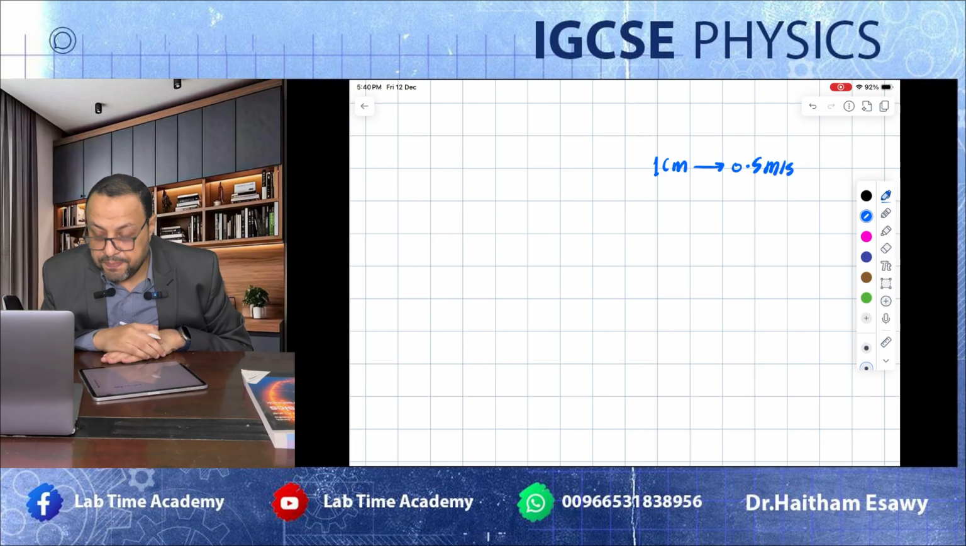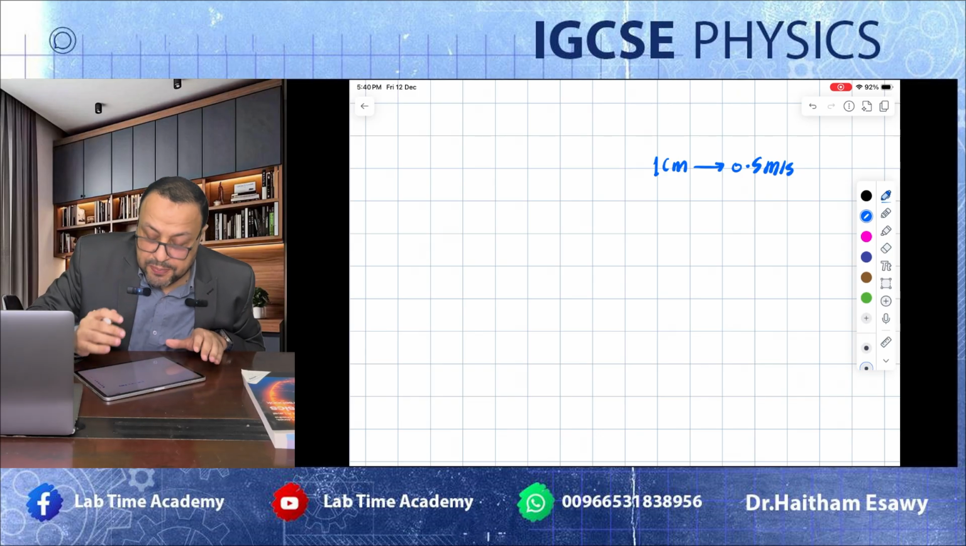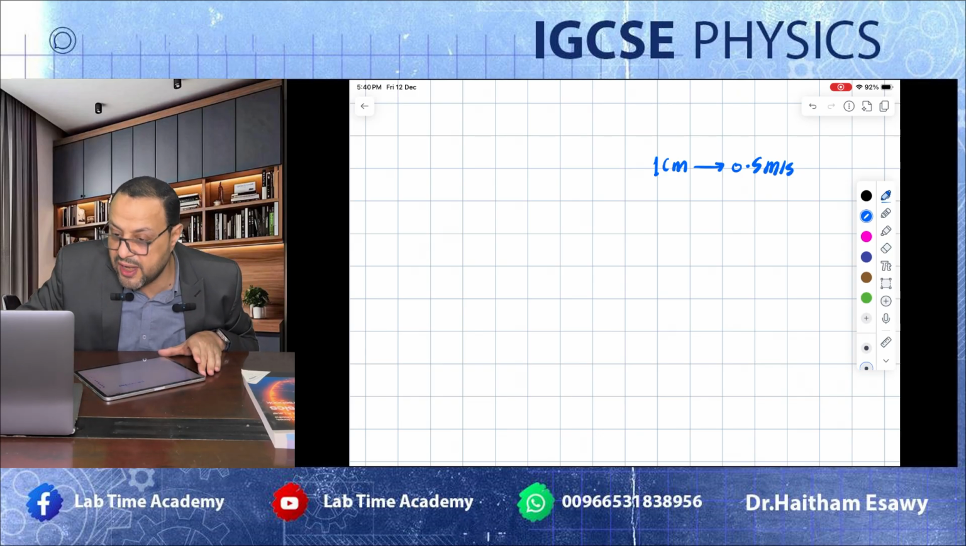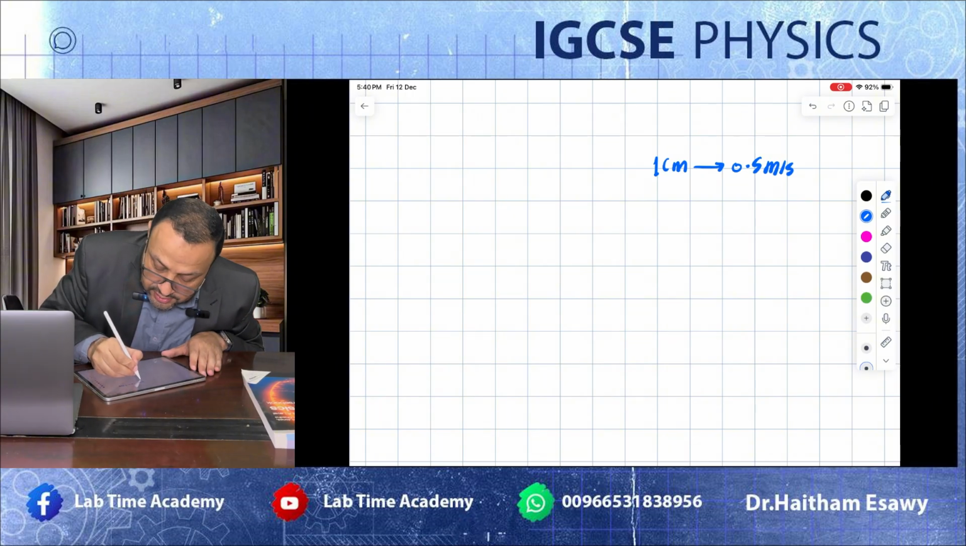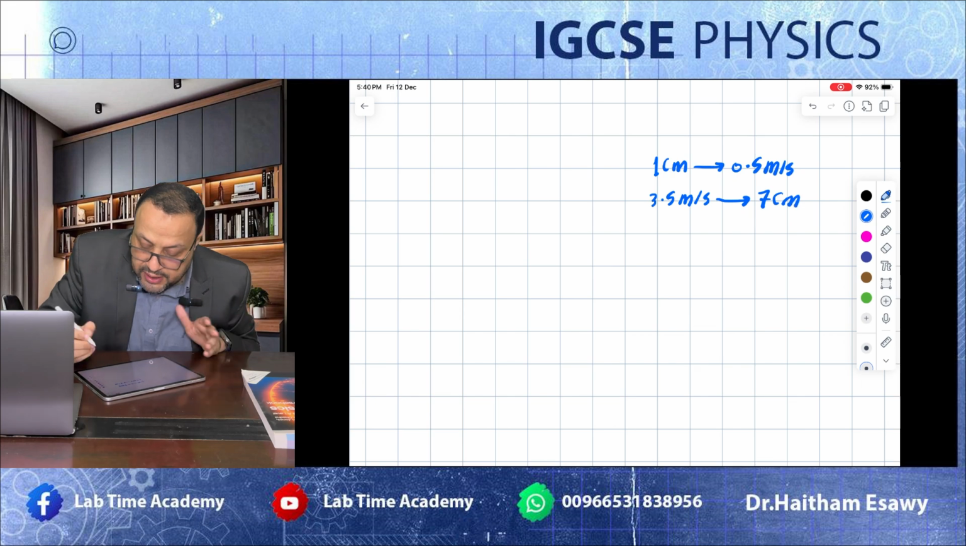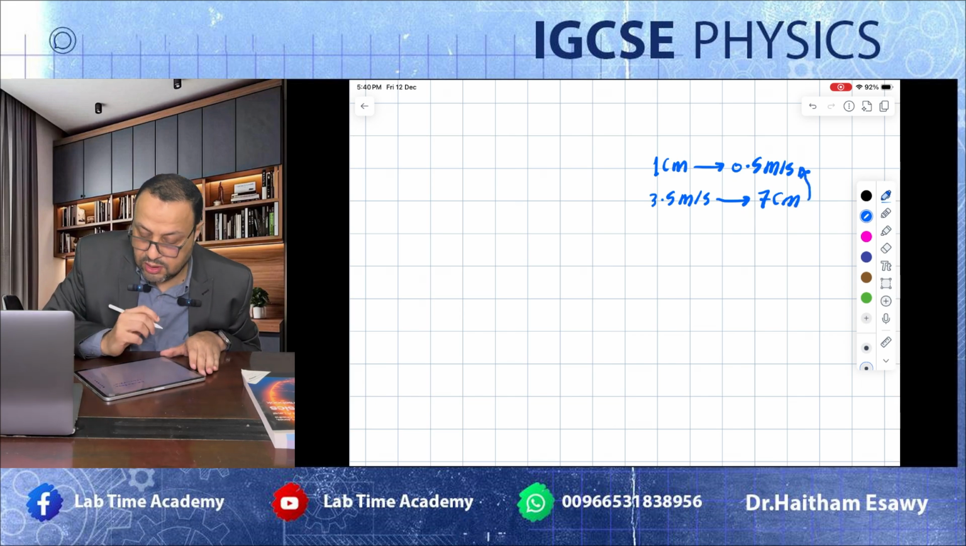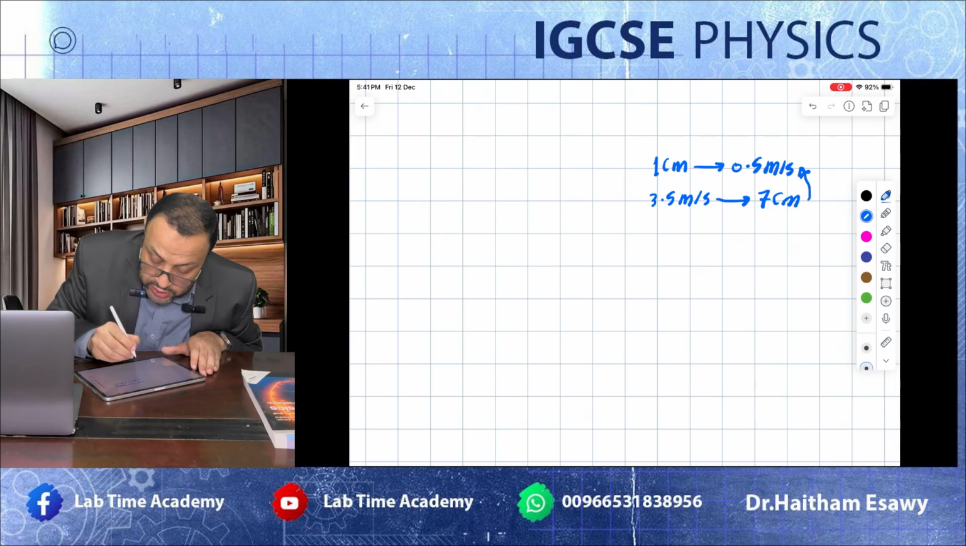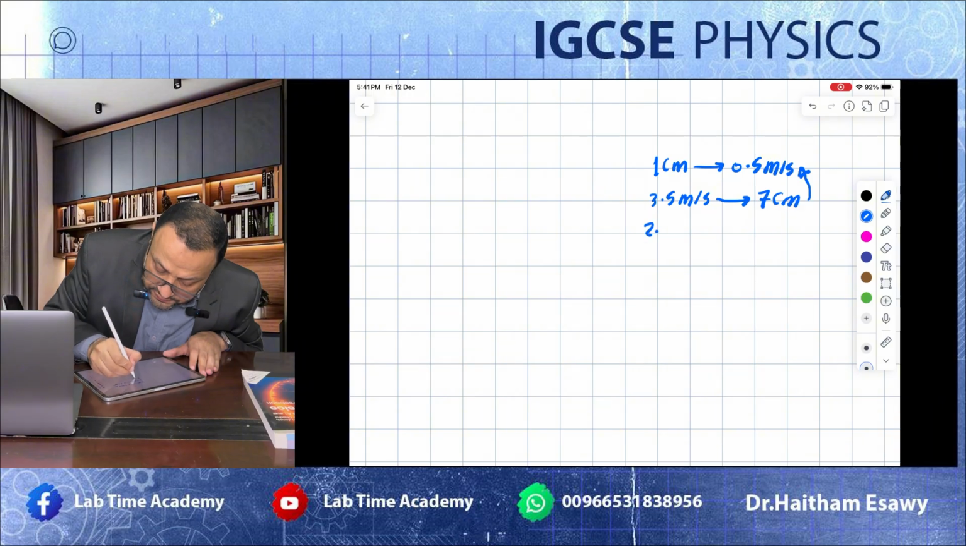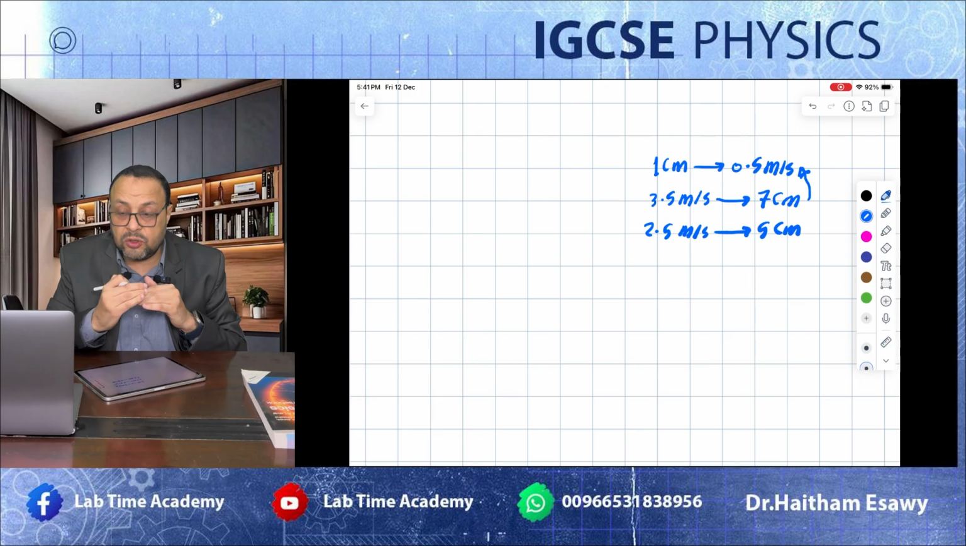Okay? So here, this means that we have 3.5 meter per second. The 3.5 meter per second represents 7 centimeter. Why? Because we get this scale: 1 centimeter represents 0.5 meter per second. And the second speed, which is 2.5 meter per second, represents 5 centimeter. And between these 2 vectors there is 90 degrees, a right angle.